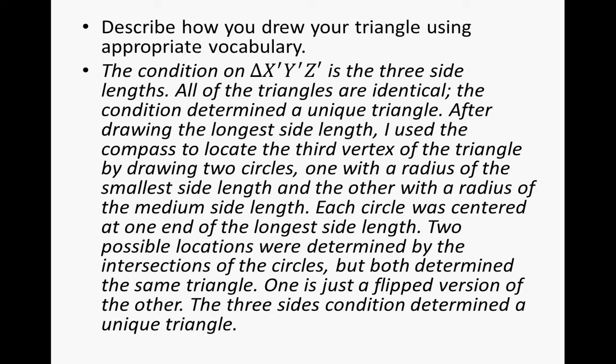After drawing the longest side length, I use the compass to locate the 3rd vertex of the triangle by drawing 2 circles, one with the radius of the smallest side length and the other with the radius of the medium side length. Each circle was centered at one end of the longest side length. 2 possible locations were determined by the intersection of the circles, but both determine the same triangle. One is just a flipped version of the other. The 3 side conditions determine a unique triangle.